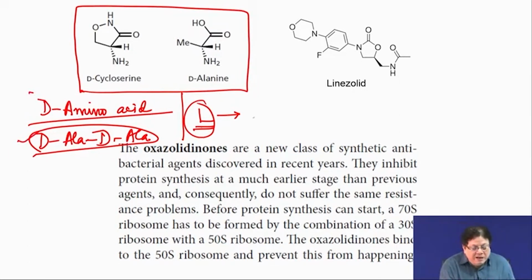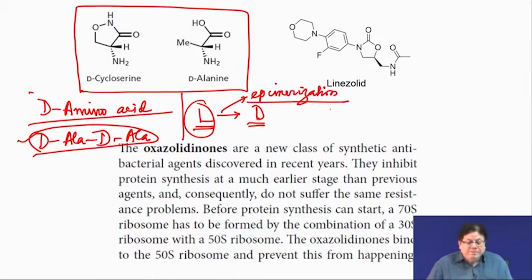So, in order to convert L to D, what you need is epimerization. In organic chemistry, we call that epimerization. And if you remember your biochemistry from the first part of this course, epimerization is carried out by a PLP dependent enzyme. PLP means vitamin B6, the pro-coenzyme is vitamin B6. So, PLP dependent isomerization takes place when you convert L to D.